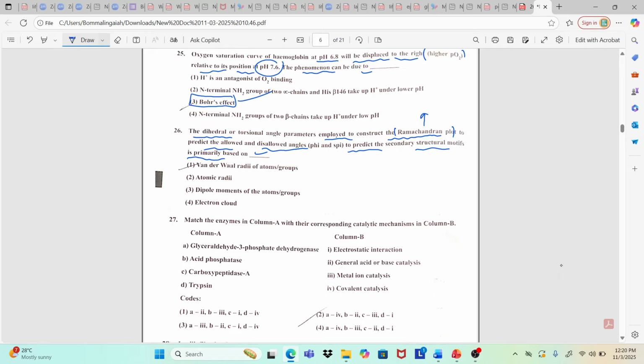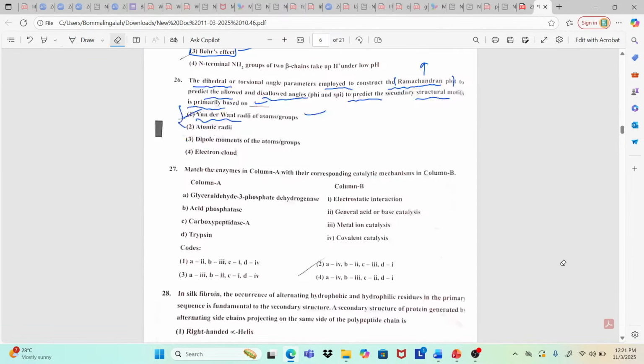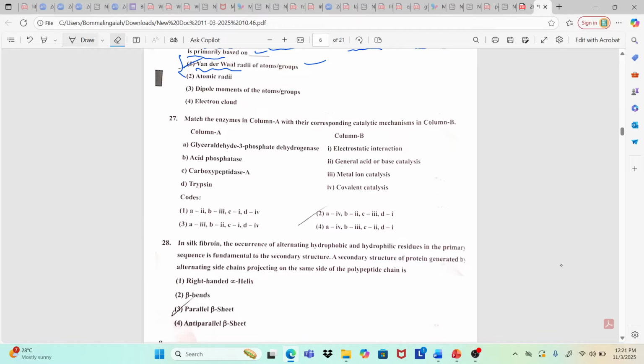Okay, next, the answer for this question is 1. That means van der Waals radii of atoms or groups is the correct answer. Okay, next we move on to the 27th question. For this question, you have to read the question. Option number 2 is the correct answer.